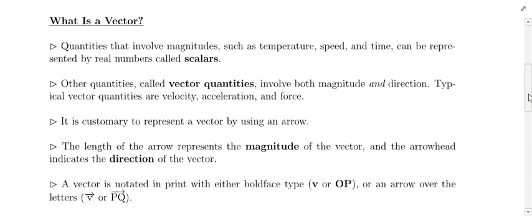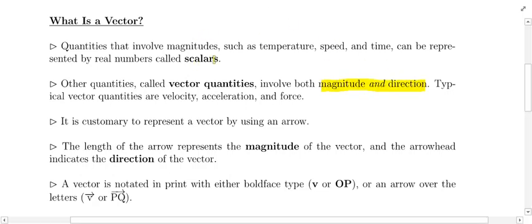That's a number. On the other hand, if you talk about a vector quantity, vector quantities involve both magnitude, which is just the number part, and direction. So that's the difference. If you're talking about a scalar quantity, it is just a magnitude. So it's just a number. But a vector has not only a number part or a magnitude, but it also has a direction. So typical vector quantities are velocity, acceleration, and force.